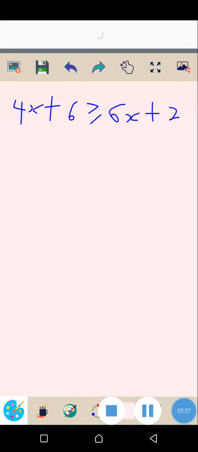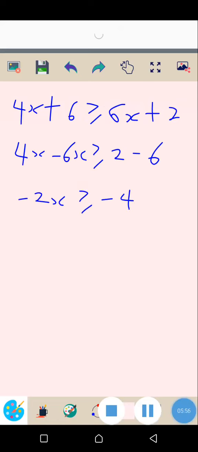Alright, we have another inequality, 4x plus 6 greater than or equal to 6x plus 2. So we then solve further. We then have 4x minus 6x greater than or equal to 2 minus 6. This can be solved further to give minus 2x greater than or equal to minus 4. So now we have a negative coefficient as well, but here the coefficient of x is minus 2.